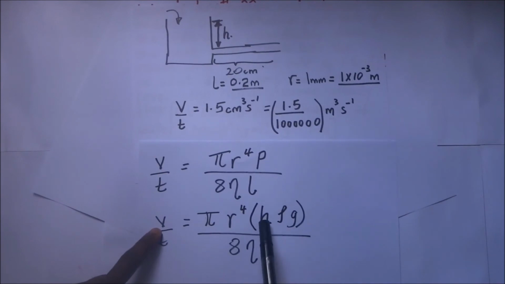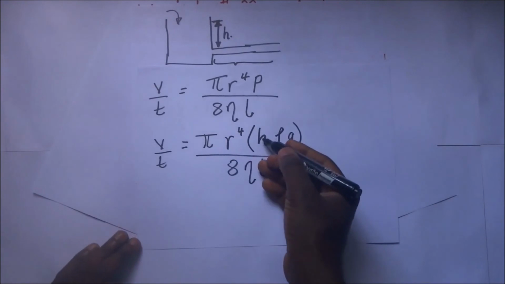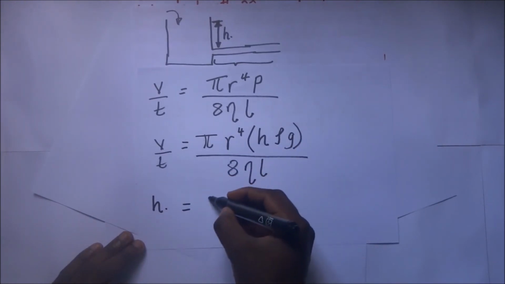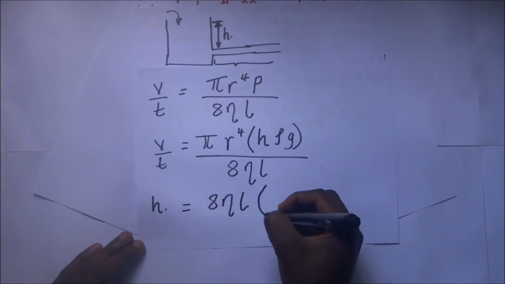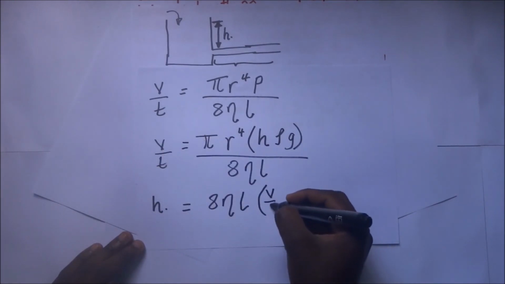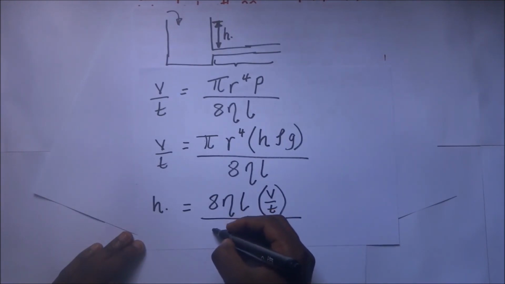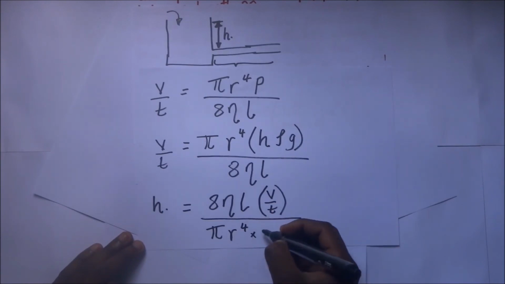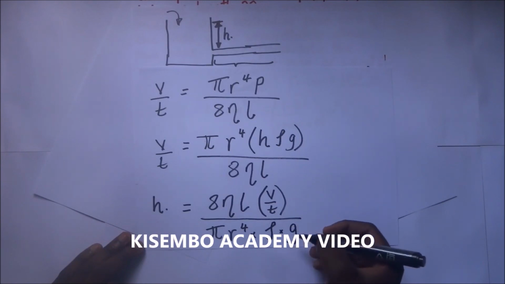So we make h the subject of this formula, since we are looking for the height. So h is going to become 8 times the coefficient of viscosity times the length of the pipe, multiplied by the volume flow rate, divided by pi times r to the power 4, multiplied by the density of the water, multiplied by gravity.